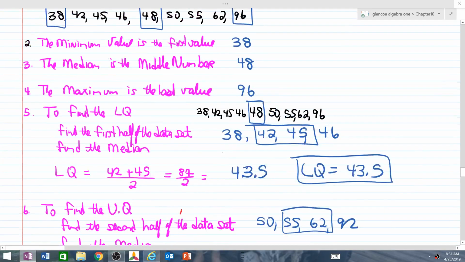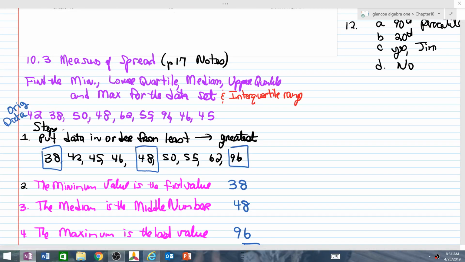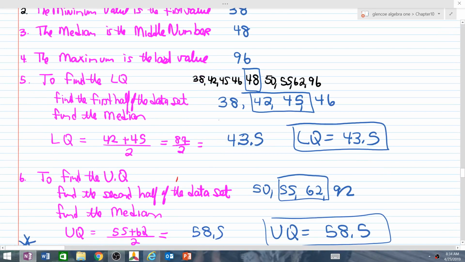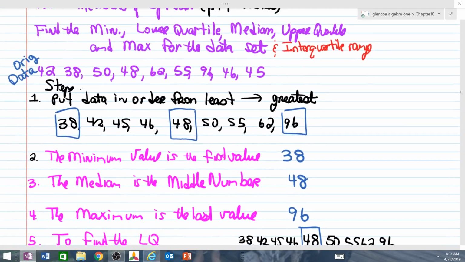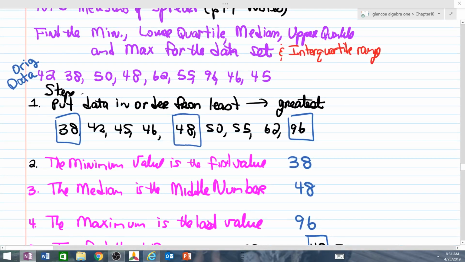So let's just go back to the problem that we did yesterday, which was a data set. If you are following along in our notes, this is on page, I believe, 17 in your notes. We needed to find the minimum, lower quartile, median, upper quartile, and maximum values, as well as the interquartile range for the data set of 42, 38, 50, 48, 62, 55, 96, 46, and 45. Step number 1. Put the data in order from least to greatest. So we did, starting with 38 up to 96.